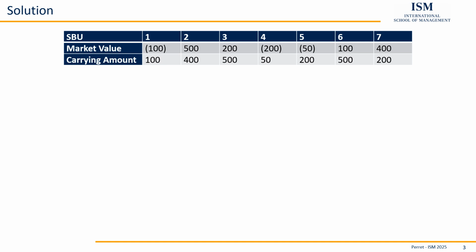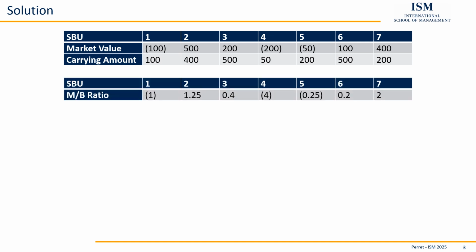First, I'm going to take the information in the table and calculate the so-called MB ratio, so market to book value ratio, by dividing market value by book value or carrying amount. In this regard, those parentheses describe situations where they have a negative market value. So we could also imagine this as having a minus in front of the 100 or the 200 and so forth. Well, if I divide them, I have 100 by 100, 500 by 400, 200 by 500, 200 by 50, 50 by 200, and so forth.